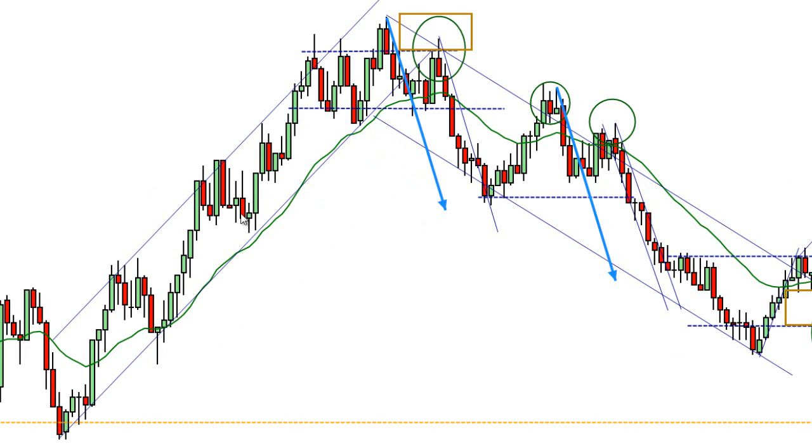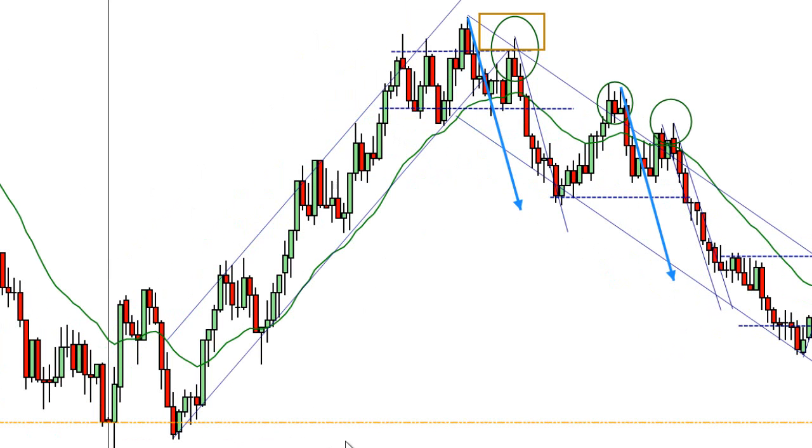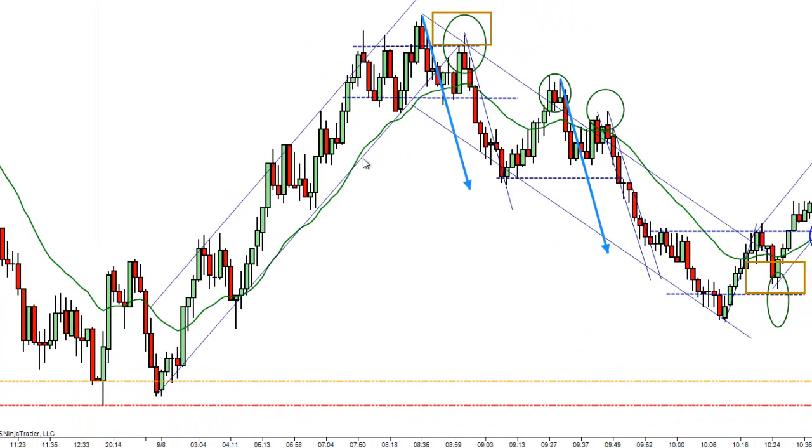This is overnight price. I've marked this on the chart. The red line down here is the overnight low, or the daily low, and this is the daily high, in green.